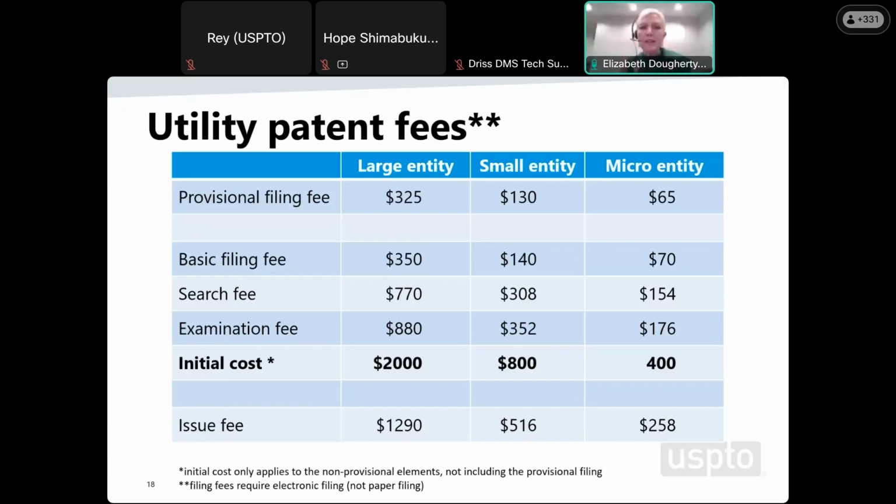So what constitutes a large entity? It's a company of over 500 employees. So keep in mind companies like IBM, Amazon, Qualcomm. What is a small entity? A small entity, as set forth by the Small Business Administration, is a business entity of under 500 employees or a nonprofit. The micro entity is someone who qualifies as a small entity, but also has to meet several additional criteria.